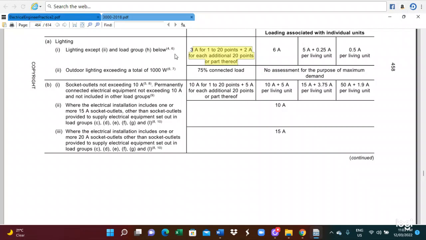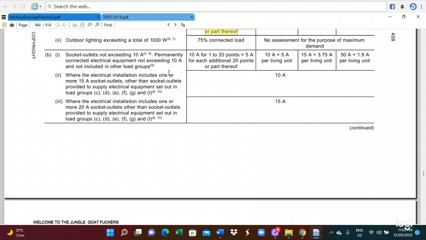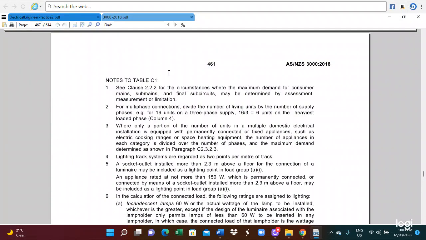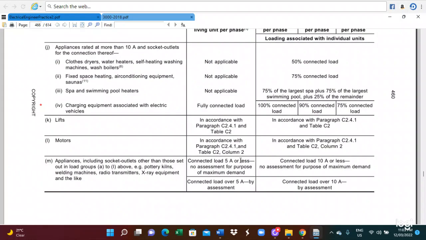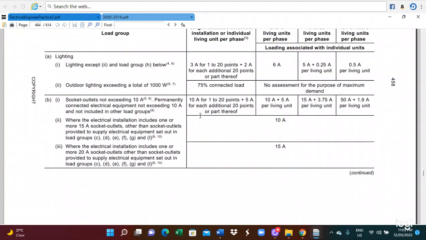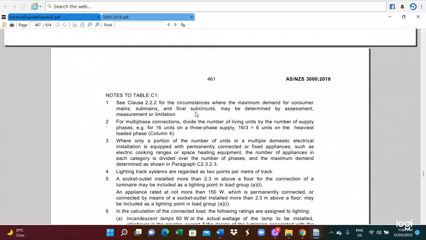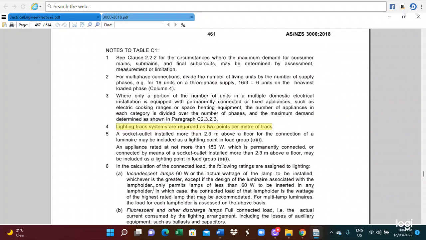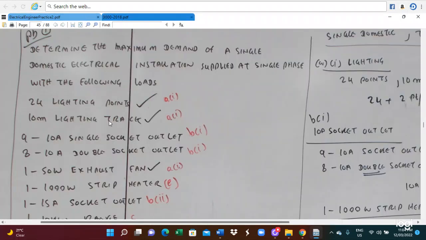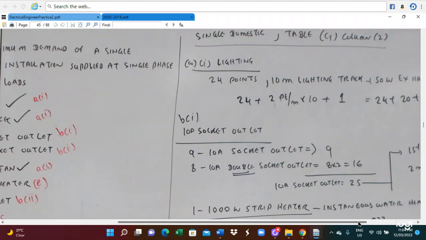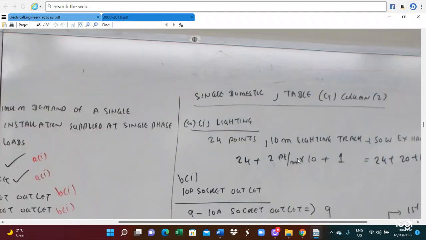Below, you see notes 4 and 6 here. Lighting track is 2 points per meter of track, because all of these are load group A1. Load group A1 has notes 4 and 6 below. Note 4 is for lighting track, and note 6 is for incandescent lamps. So every 1 meter of lighting track is equivalent to 2 points. This is the lighting track calculation. In this problem, the lighting track is 10 meters, therefore 10 meters multiplied by 2 gives 20 points. So this is the lighting track.